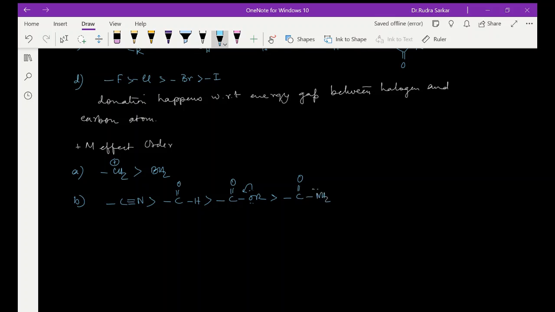and that being the case, why? Because O is more electronegative than N, and so it is a less better donor. Okay, it is a less better donor than the NH2 group. Okay.